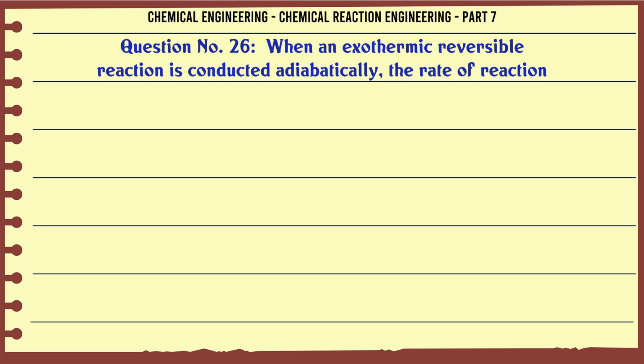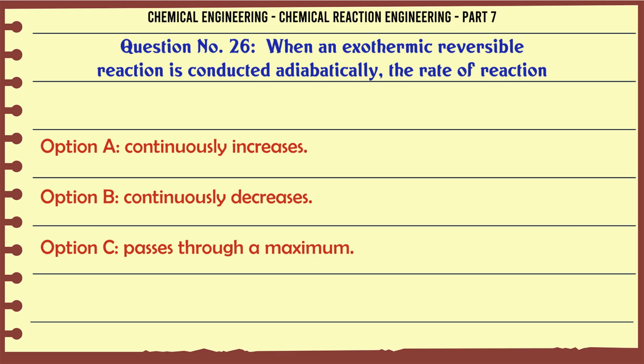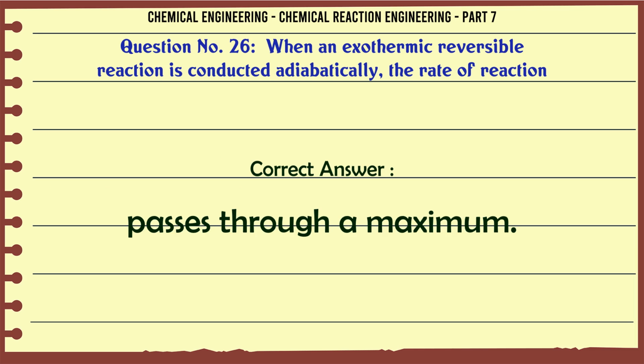When an exothermic reversible reaction is conducted adiabatically, the rate of reaction: A, continuously increases. B, continuously decreases. C, passes through a maximum. D, passes through a minimum. The correct answer is: passes through a maximum.